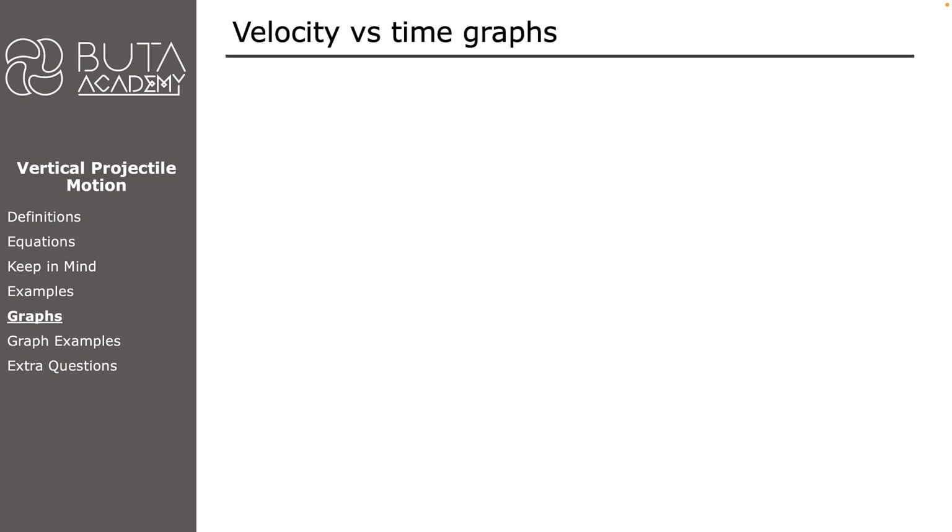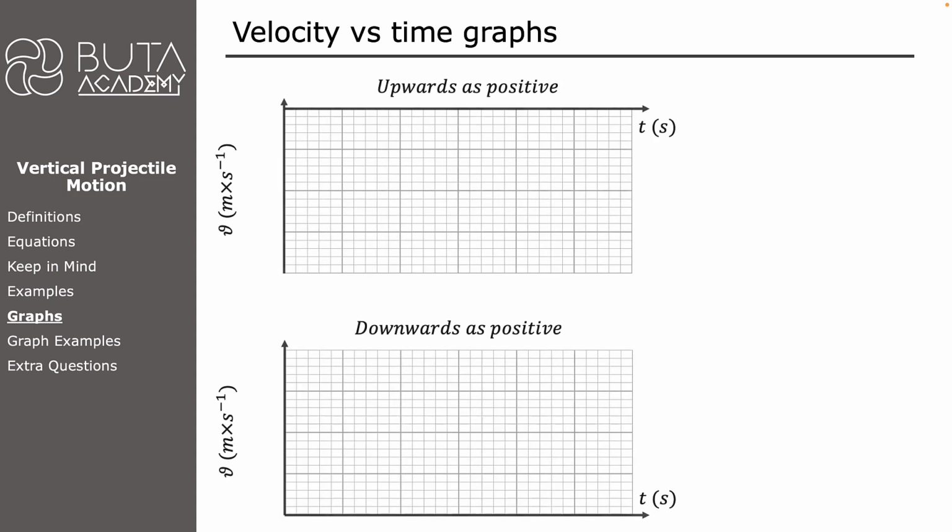In the previous video, we have learned how to draw velocity versus time graph of an object thrown upwards. In this video, we are going to learn how to draw the velocity versus time graph of an object released or thrown downwards from a certain height.